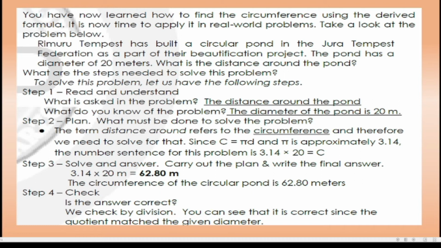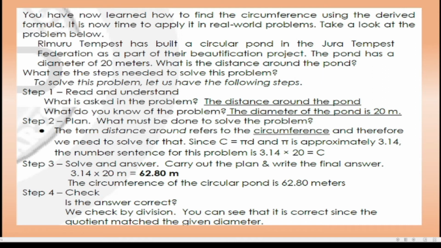To solve this problem, let us have the following steps. Step 1. Read and understand. What is asked in the problem? The distance around the pond. What do you know of the problem? The diameter of the pond is 20 meters.